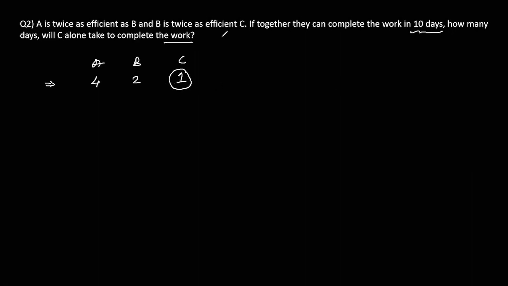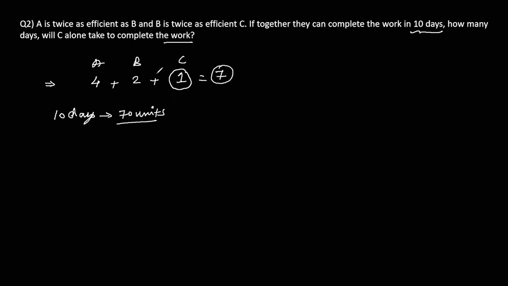Now, what is the question saying? If together they can complete the job in 10 days, that means in one day they are doing 7 units, correct? Now, in one day, if they are doing 7 units, in 10 days, they will do 70 units, correct? So the total unit of work that I'm going to now presume will be 70.